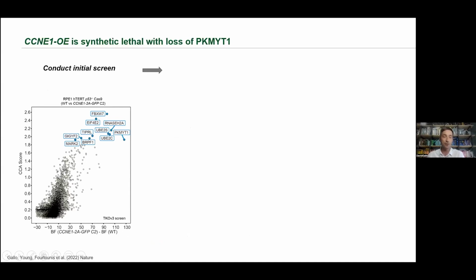And so what you can see results from this screen here is that, what I'm plotting here is two different scoring algorithms to score essentiality. And we get this kind of plot here where you can see the synthetic lethal interactions up here in the top right corner. So this is a lot of genes here. So we want to think about different ways that we can narrow down this list to a more manageable set of interactions to follow up on.